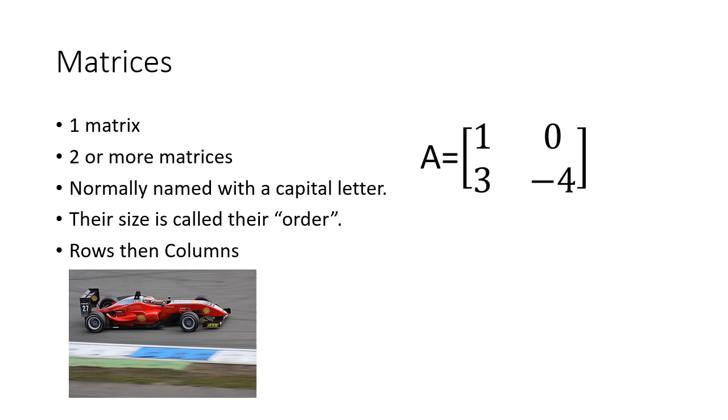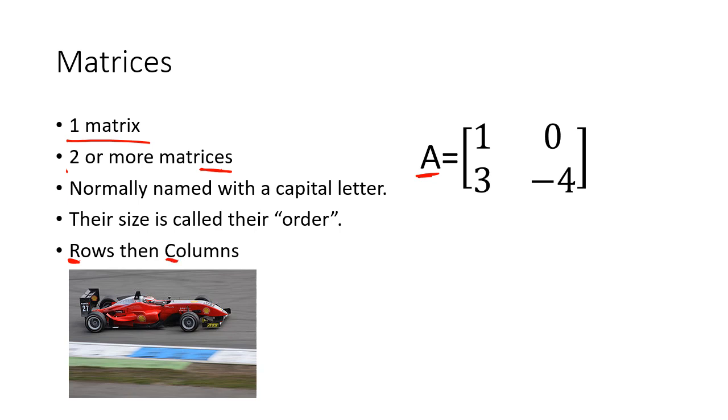Okay, matrices. So just a bit of grammar first. One matrix, but two or more matrices. It's just one of those Greek things. And they're normally named with a capital letter, so we called it capital A, this one. And we say their size is their order. And you have to know that you're doing rows by columns.